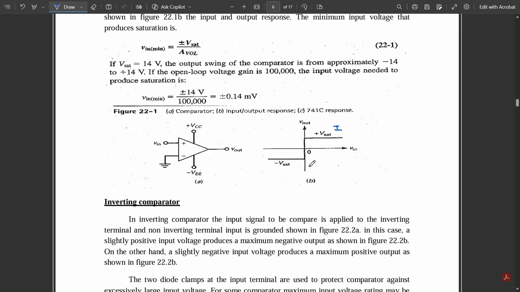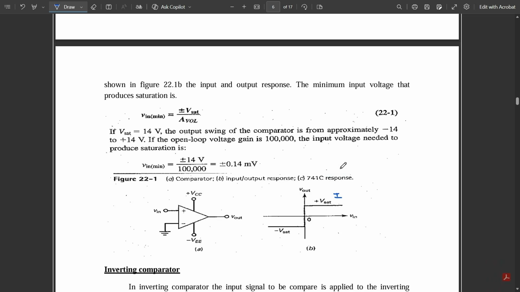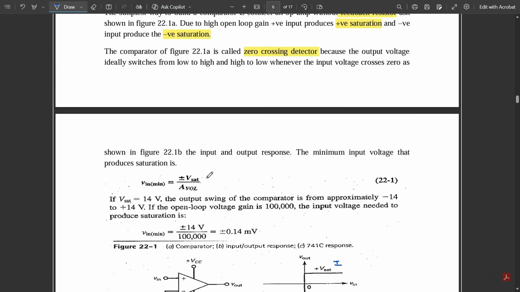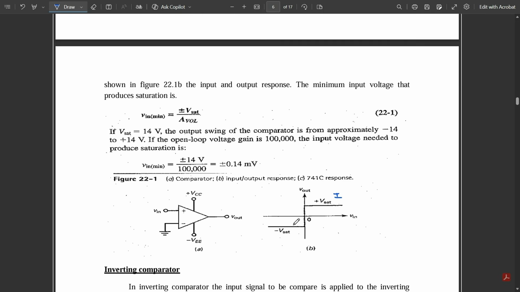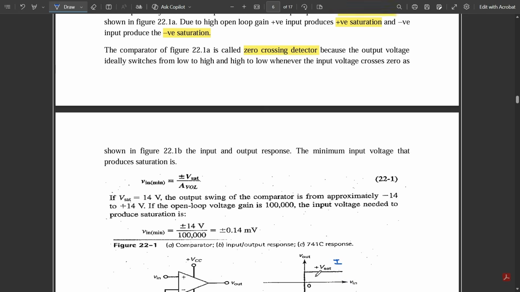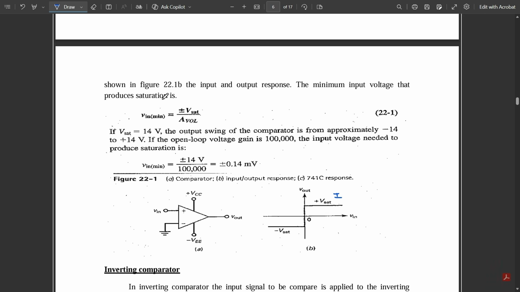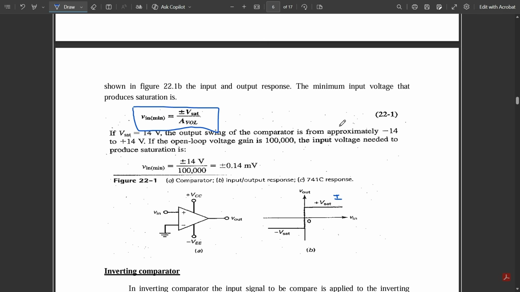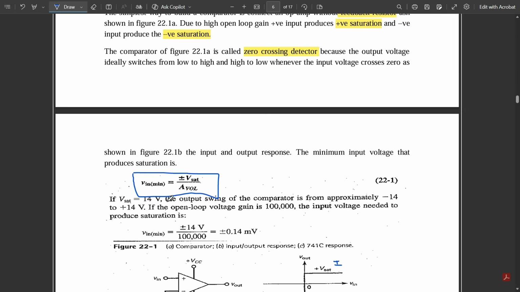In case of negative input, that is V in is negative, we would get the negative saturation. As shown in figure 22.1b, this is the plot of the input and output response for the positive and negative saturation. The minimum input voltage that produces saturation is given by V in minimum, that is, V in minimum is given by plus or minus V saturation divided by A V naught. This is the overall voltage gain, that is, the high open loop voltage gain.